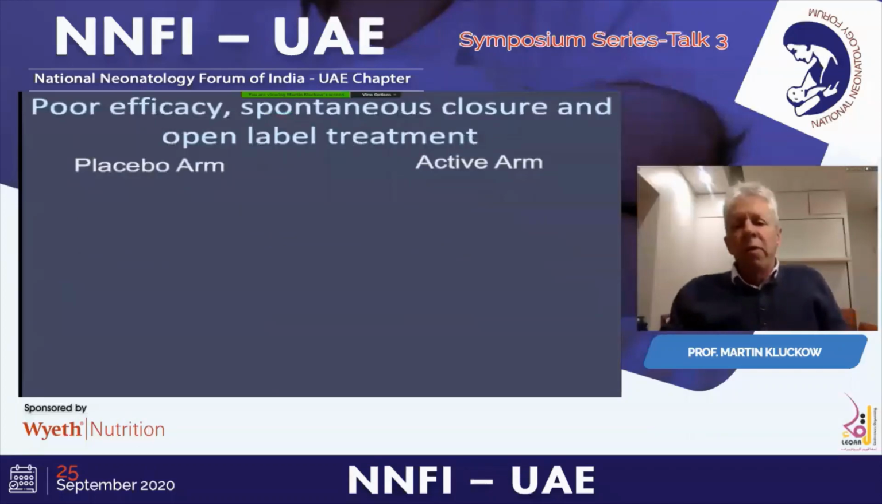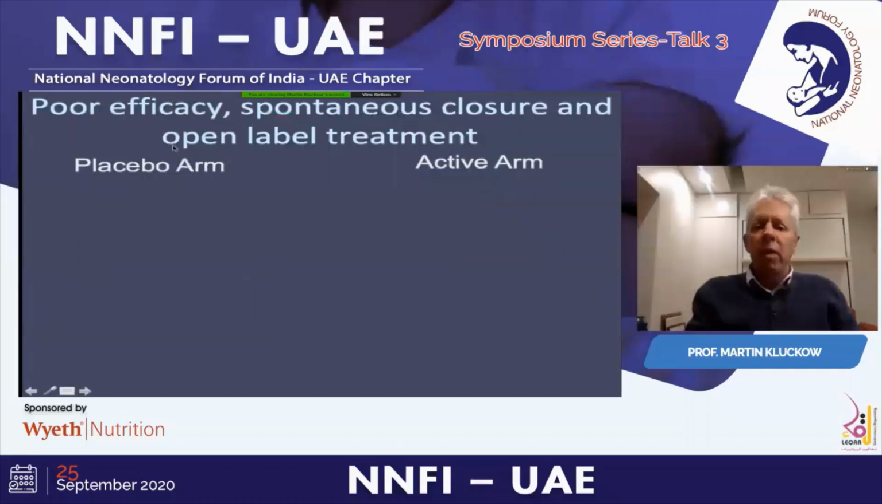To go a little bit further and look at some of the problems we have with trials in the area of the PDA, we have these three problems. We have poor efficacy, we have spontaneous closure occurring, and we have the added problem of open label treatment. So many babies who were randomized to a placebo arm in some of the older trials were able to have open label non-steroidal after the trial period had finished.